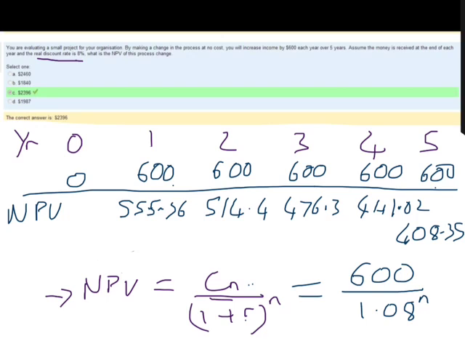So now all we have to do is add all these up. So 555.56 plus 514.4 plus 476.3 plus $441.02 plus $408.35, which gives us $2,395.63, which is pretty close to the answer. I think we probably would have got the exact answer if, instead of doing them all separately, you just added them all up as you go and kept the exact numbers in your calculator.